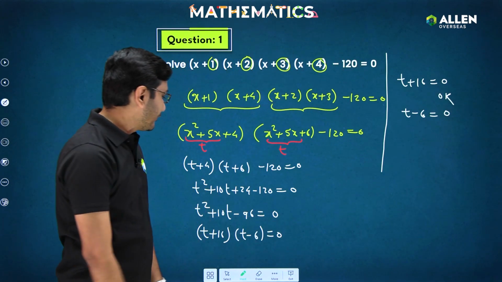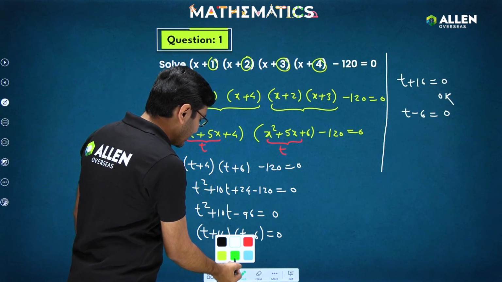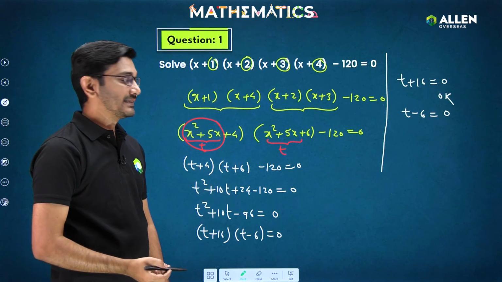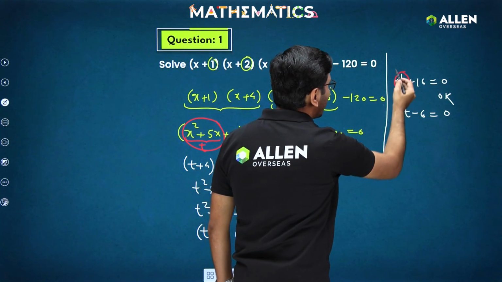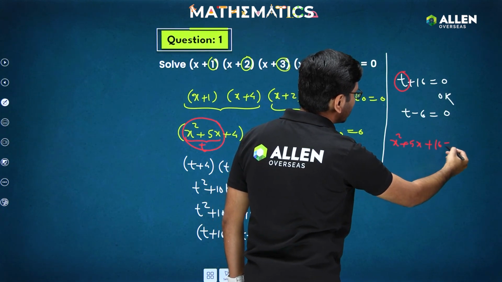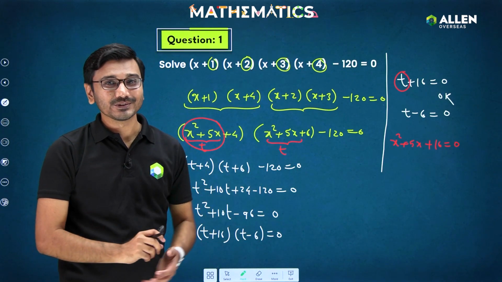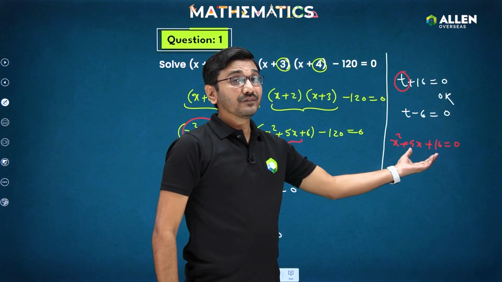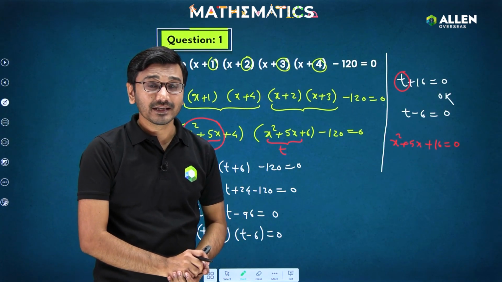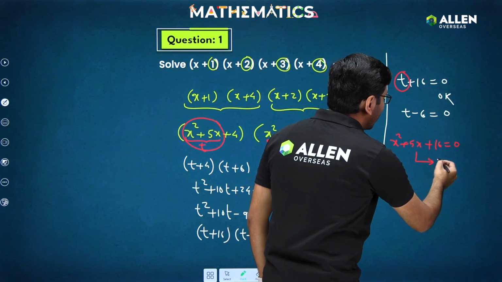If we take t plus 16 as 0, what exactly are we taking? t plus 16 equals 0 means x square plus 5x plus 16 is 0. So here in place of this t, if I put x square plus 5x plus 16 equal to 0, will I get any solution? What do you think? I'll not get any solution, because for this quadratic equation, if you check its discriminant, that is b square minus 4ac, which is called the discriminant of the quadratic equation, it goes negative. Therefore, for this quadratic equation, I will not get any solution.